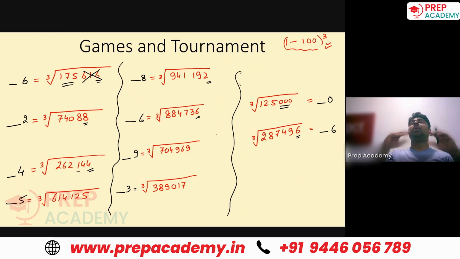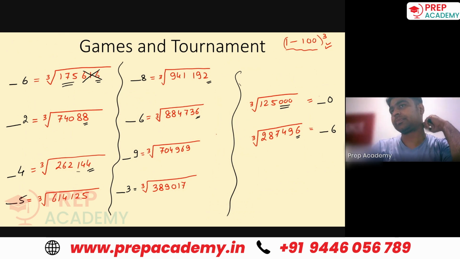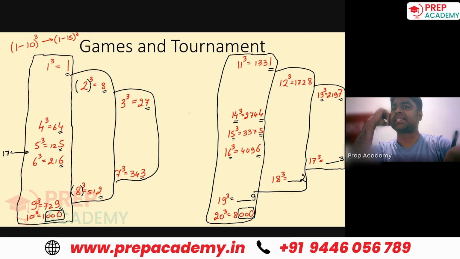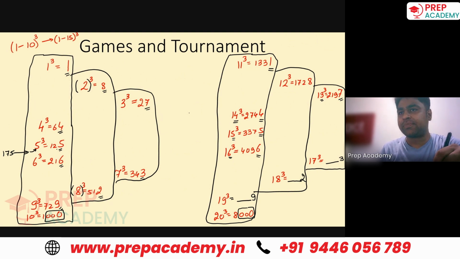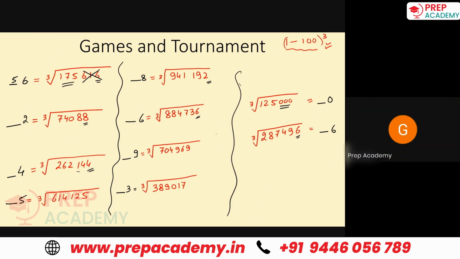Now think, a number whose cube is lesser than 175. 5 cube? So 175 would lie somewhere between 125 and 216, right? So the perfect cube which is lesser than 175 is 125, which is 5 cube. So the tens digit would be a 5. Understood now?